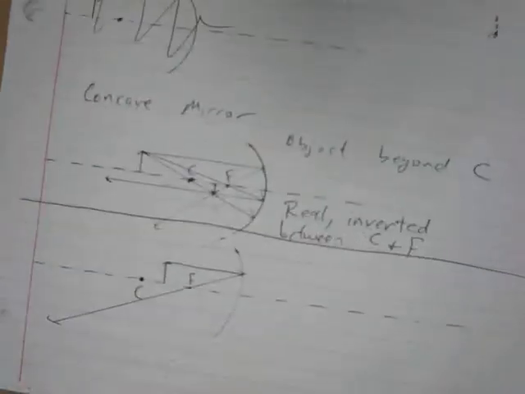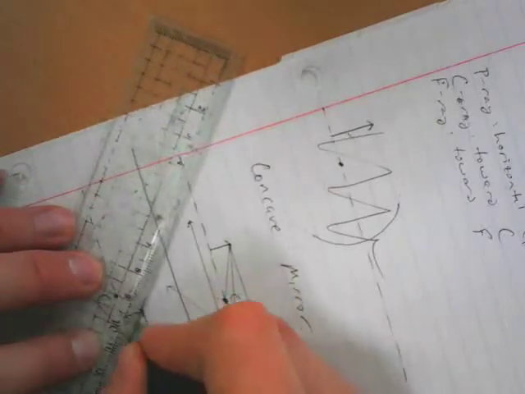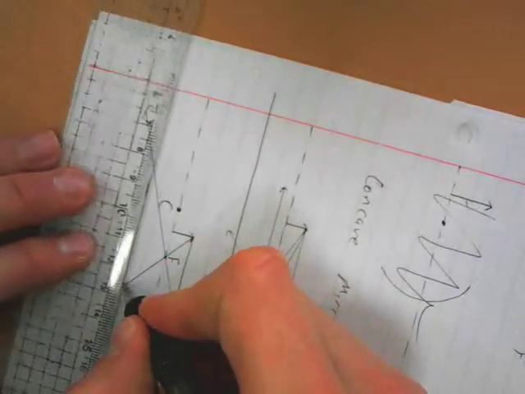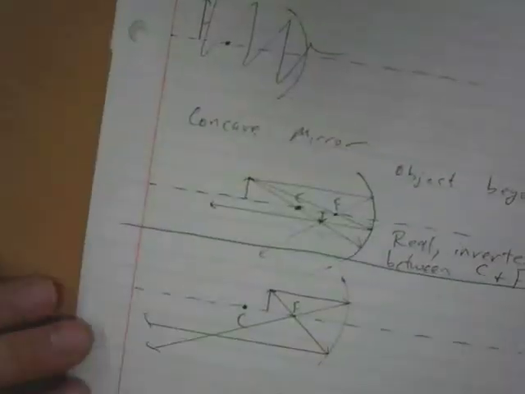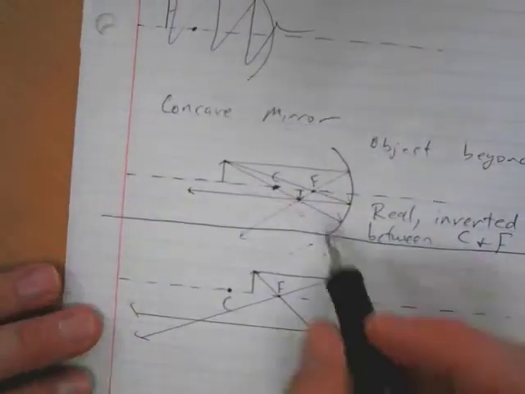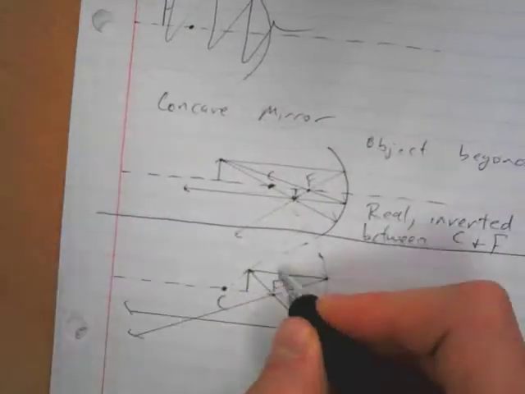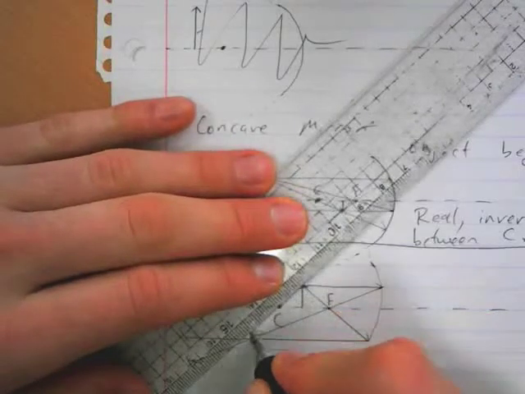Our F ray passes through the focus and bounces off the mirror horizontally, parallel to the axis, which is going to look about like that. And then the third ray passes along the line to the center of curvature. So this is going to bounce off the mirror, up here and bounce straight back. And so that one winds up coming right here.